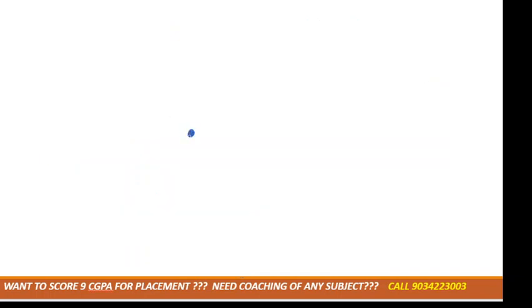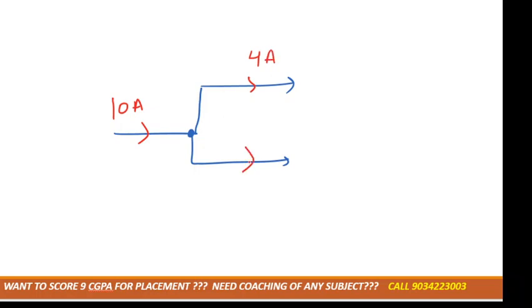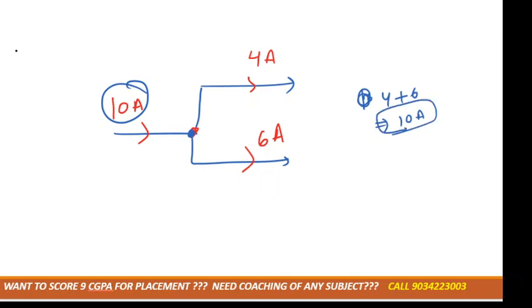Suppose there is a wire, and that wire is split into two parts. Let us consider this is 10 ampere. Suppose this wire has 4 ampere. Can you tell me how much current can flow through this wire? 6 ampere, right? Because incoming is 10 ampere and outgoing is 4 plus 6, that is equal to 10 ampere. Got it?